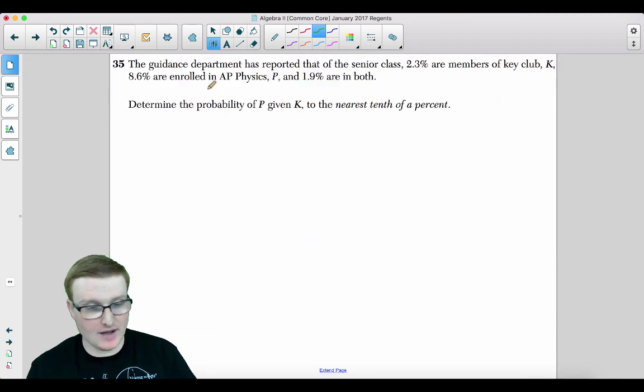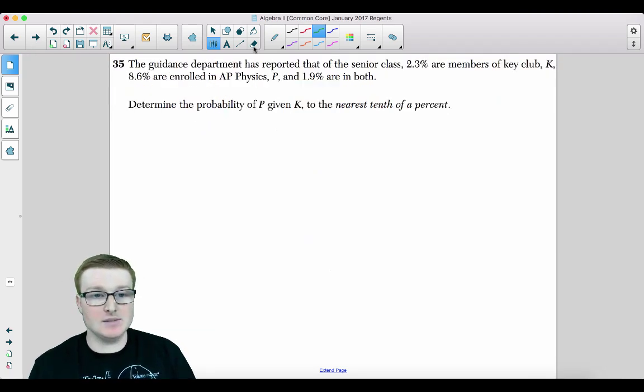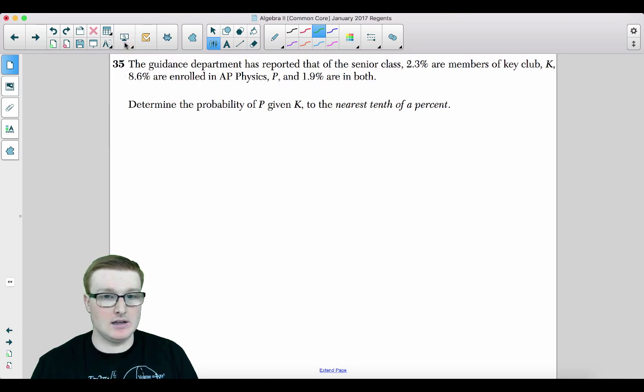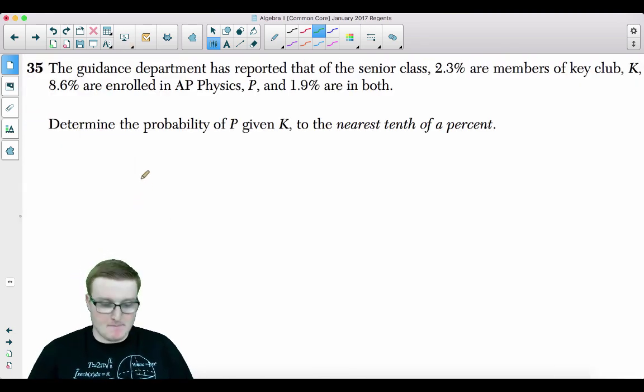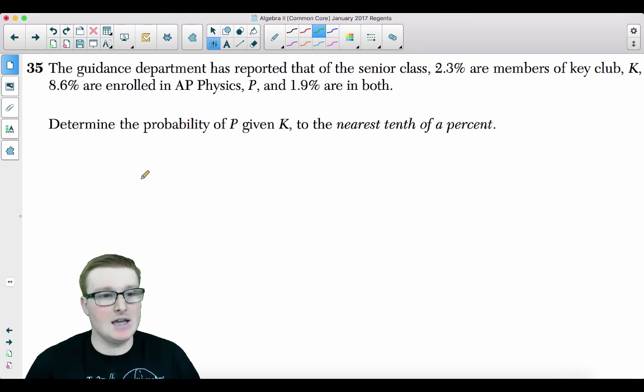All right, moving on to number 35. The guidance department has reported that of the senior class, 2.3% are members of the Key Club, K, 8.6% are enrolled in AP Physics, P, and 1.9% are in both. Determine the probability of P given K to the nearest 10th of a percent. So, here we go.